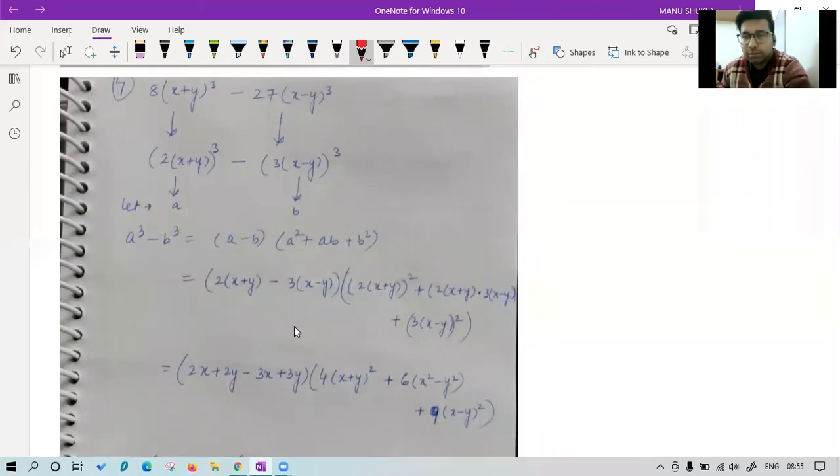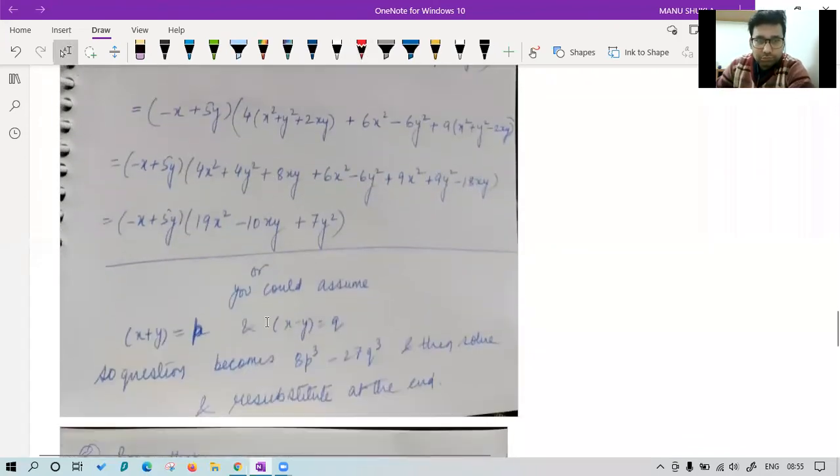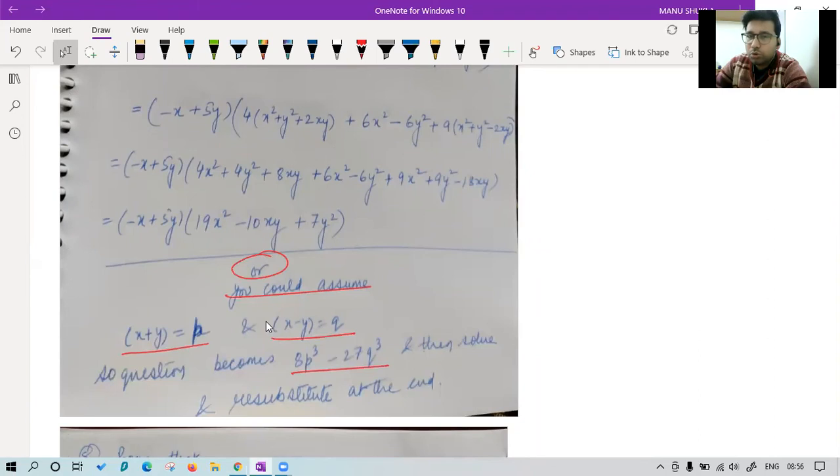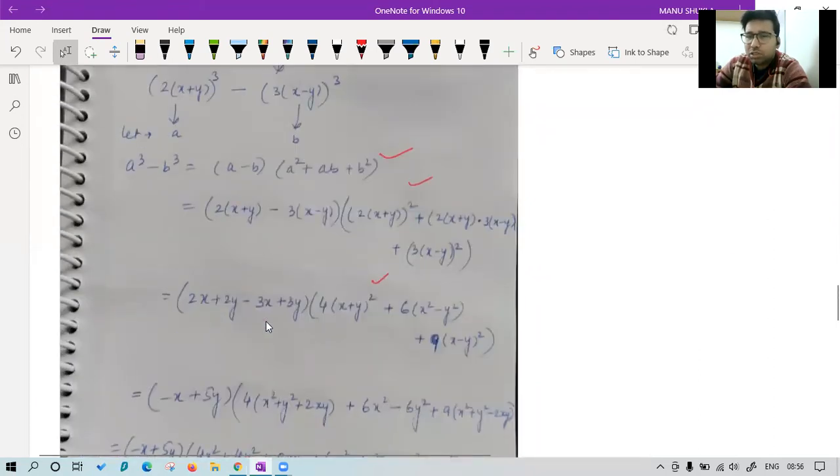Okay, this one. Again, class, it all depends on you, how you want to proceed. If you want to proceed in this way, this is also fine. If you want to assume x plus y and x minus y as some variable, that is also fine. I have told you in the OR section that you could have assumed x plus y as p and x minus y as q also, and the question would have become 8p cube minus 27q cube.